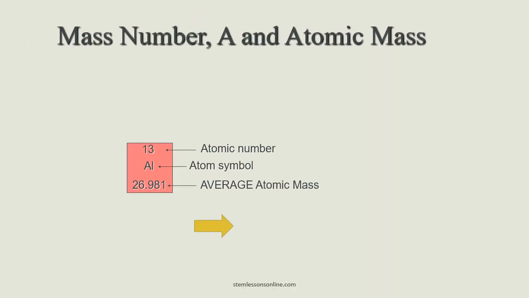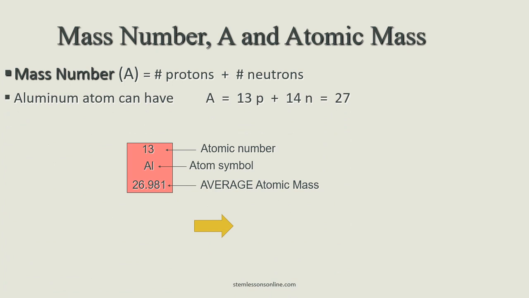And now, what's the difference between mass number and atomic mass? We know how to find the mass number. You already learned by adding the number of protons and neutrons, which is a whole number. For example, for aluminum, it's going to be 13 protons plus 14 neutrons, which equal 27. However, we cannot see that whole number in the periodic table.